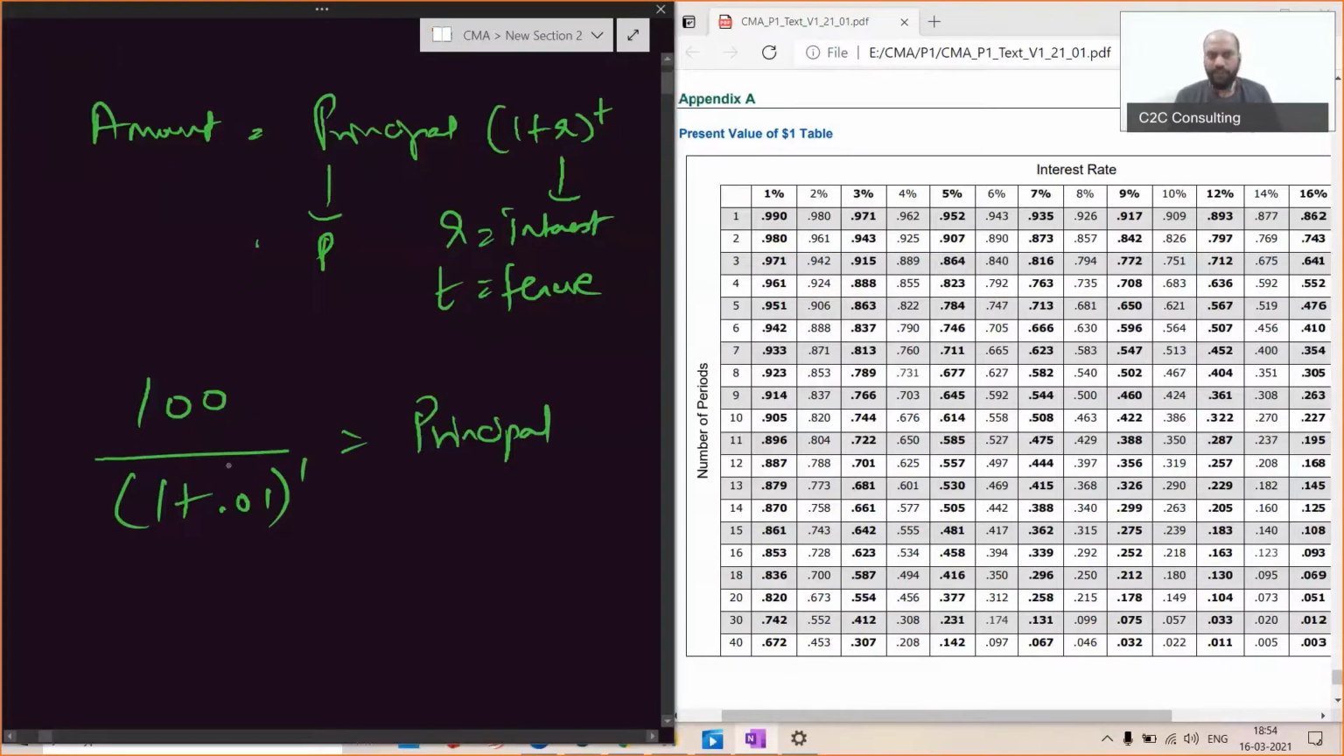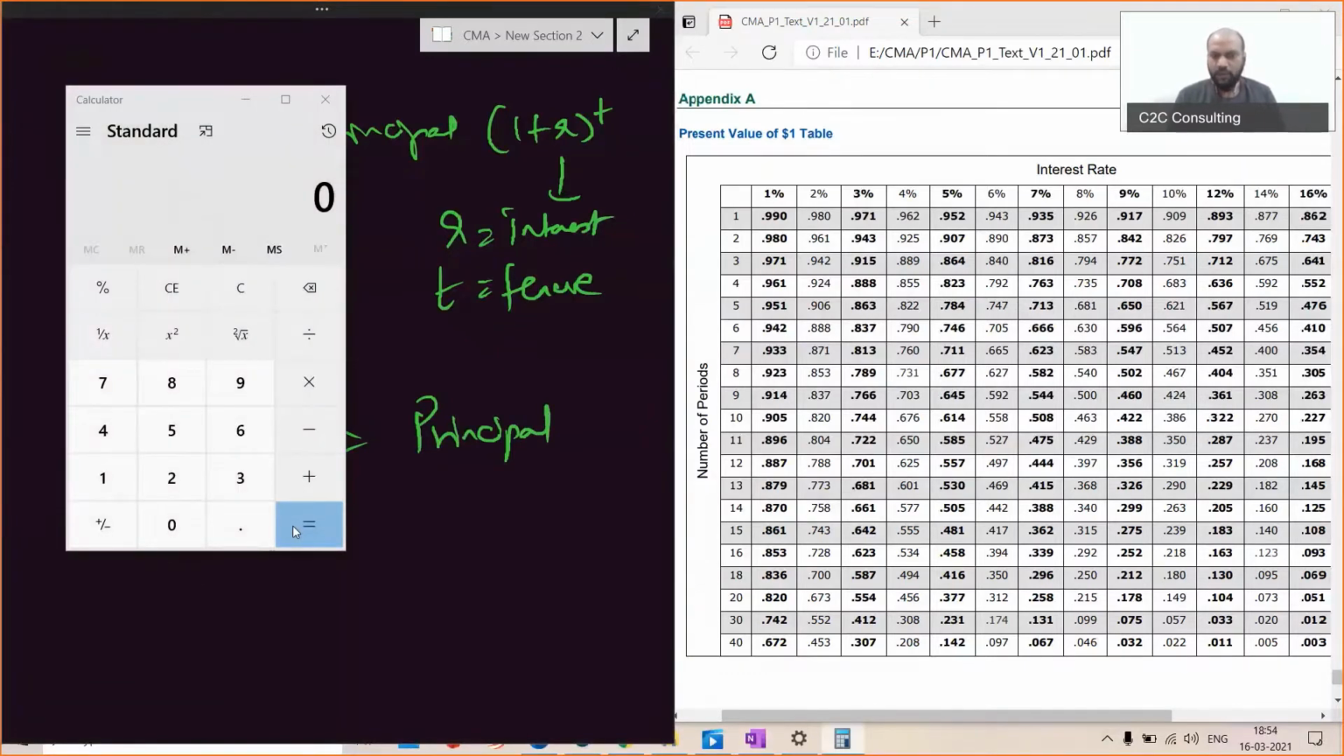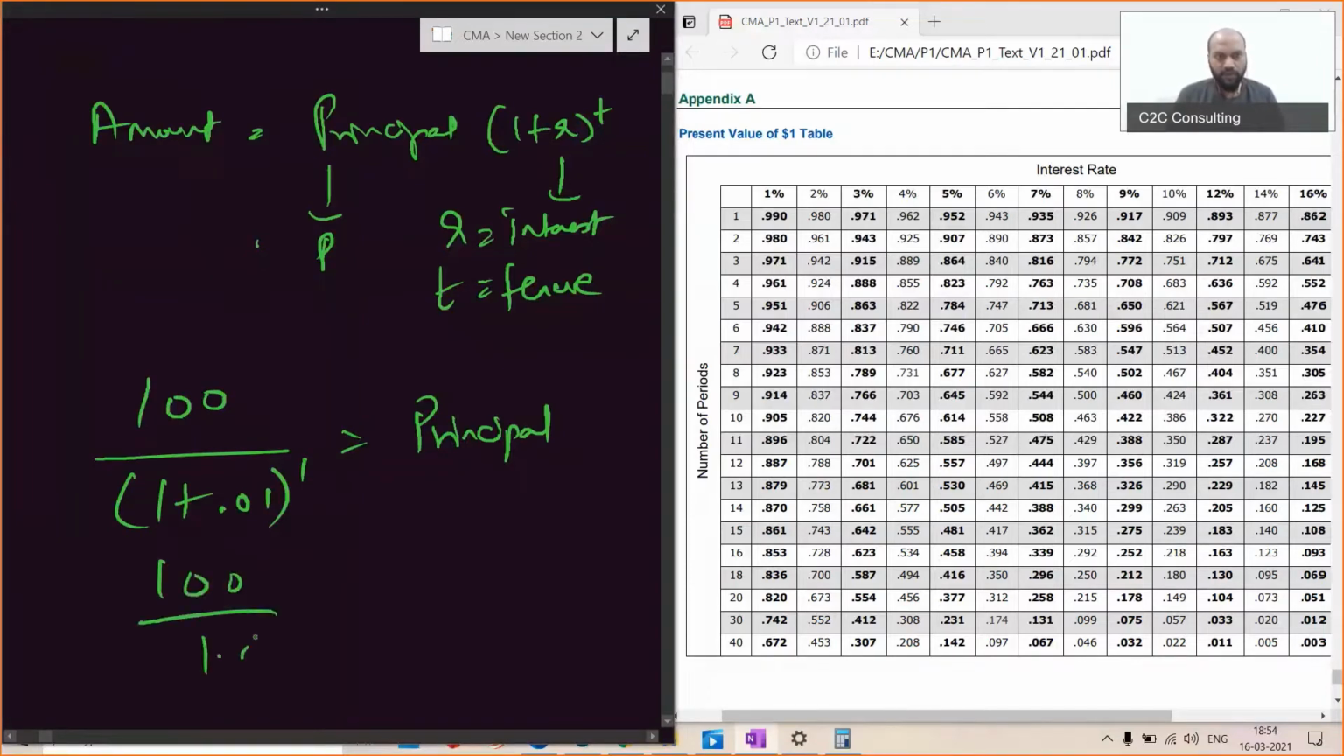So if I am trying to figure this out, this will give me 100. Let me use a calculator. 100 divided by 1.01. That tells me 99.0099, or 99.01. So 100 divided by 1.01 is giving me 99.01. This means if I invest today $99.01 or rupees, I can achieve, at the rate of 1% for 1 year, an amount of 100.